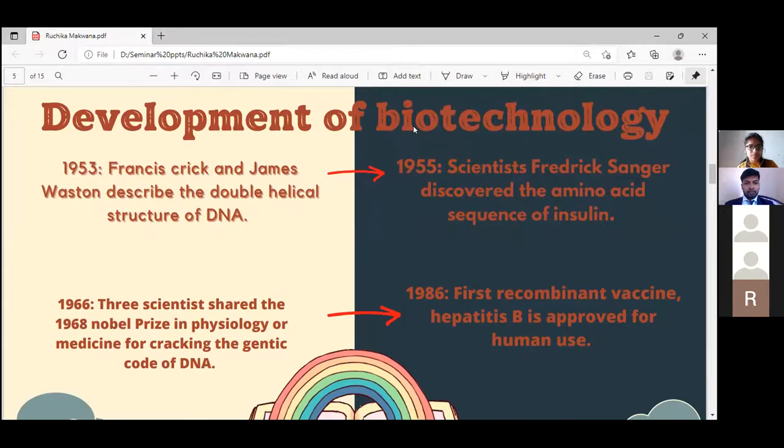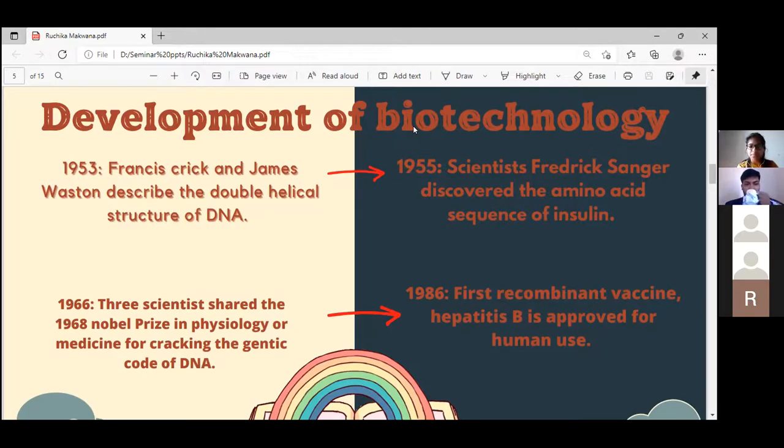Then, in 1955, scientist Frederick Sanger discovered the amino acid sequence of insulin. Frederick Sanger was the first person to obtain a protein sequence. Sanger proved that proteins were ordered molecules, and by analogy, the genes and DNA that make these proteins should have an ordered sequence as well. Sanger won his first Nobel Prize for Chemistry in 1958 for his work on the structure of proteins.